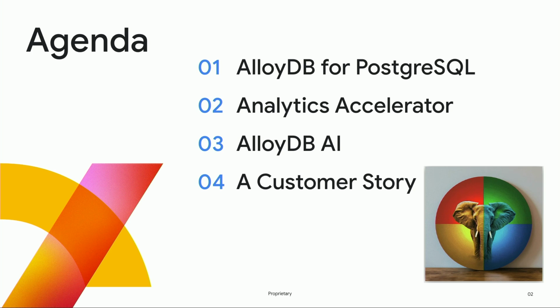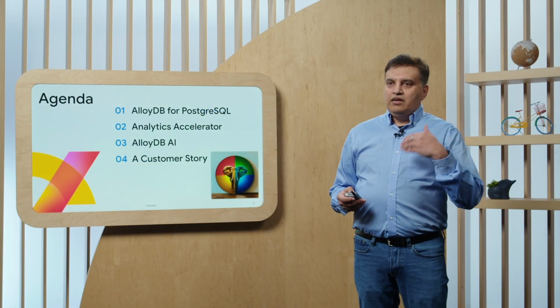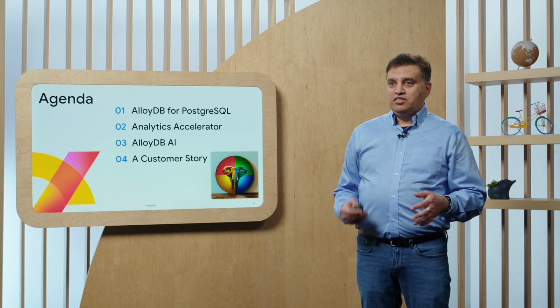The agenda is pretty straightforward. We'll go over the challenges with data silos and how AlloyDB for Postgres handles that. I will walk through the two critical features, which are Analytical Accelerator and AlloyDB AI. And I'll end with a customer story of a customer who uses all these capabilities.